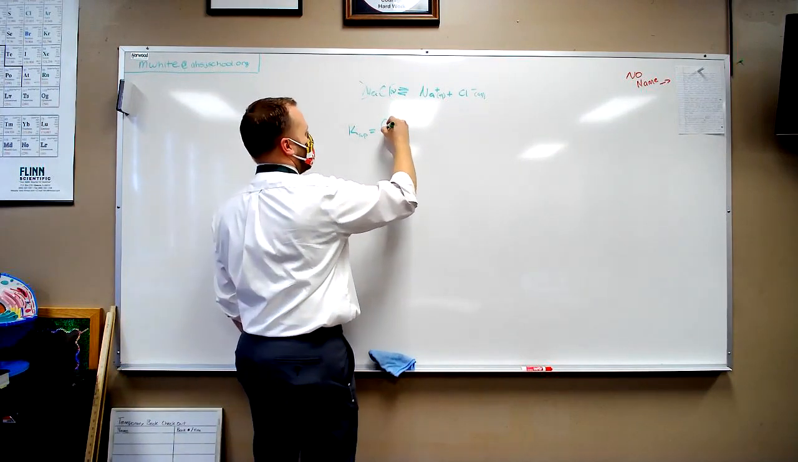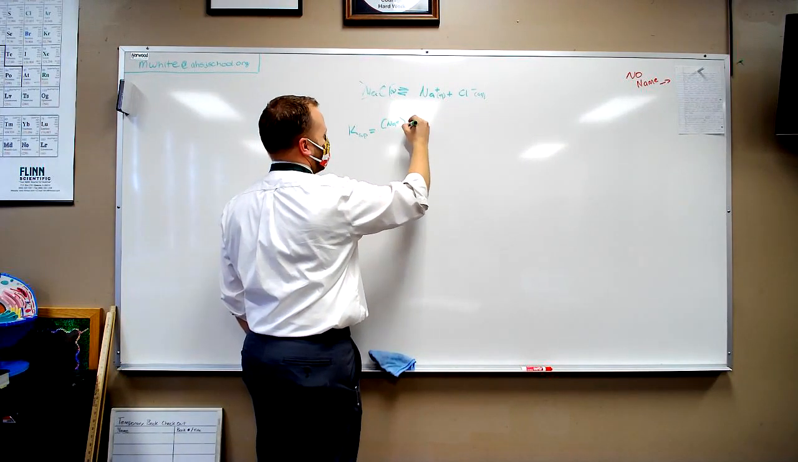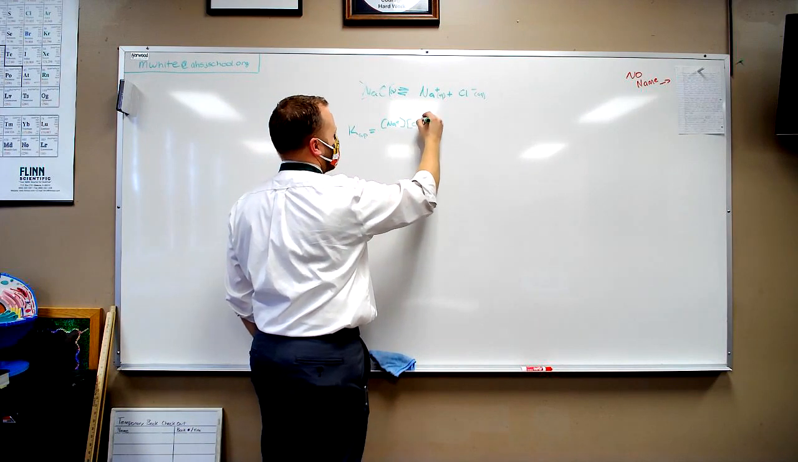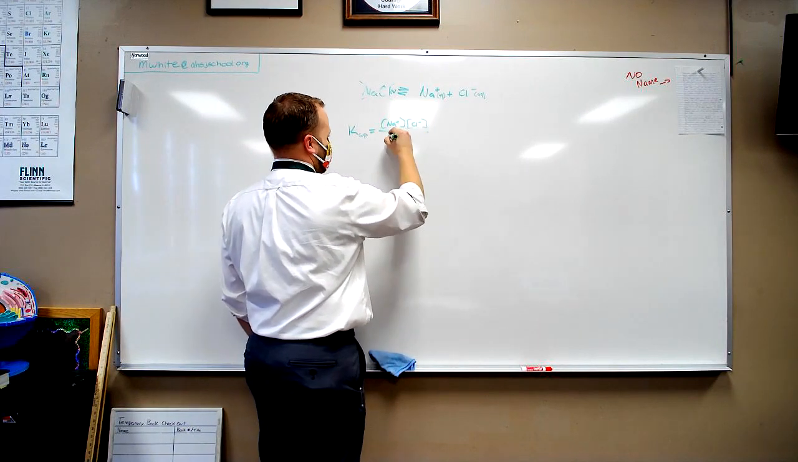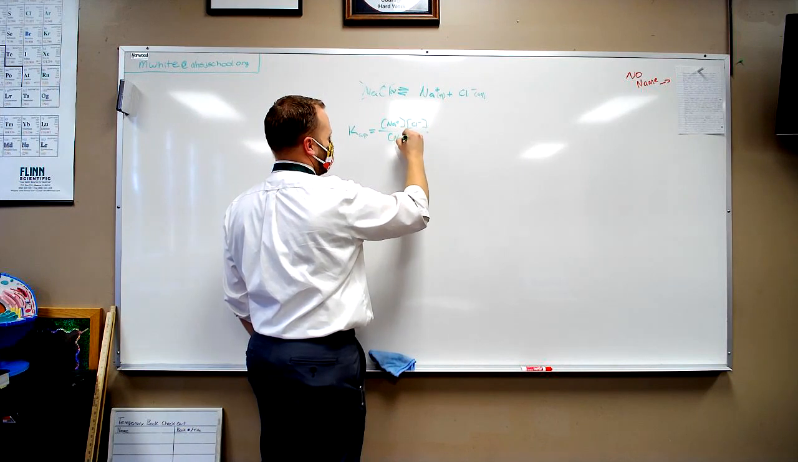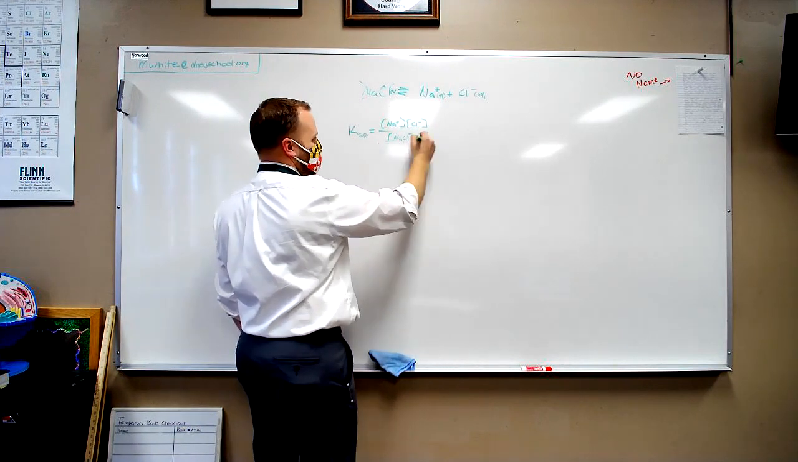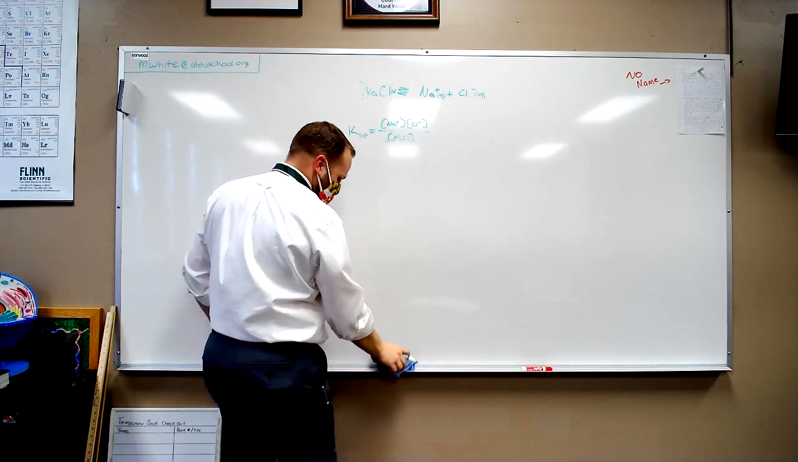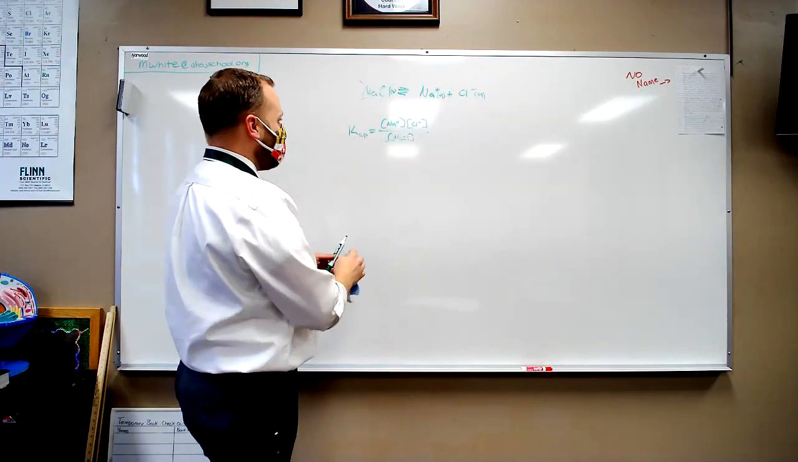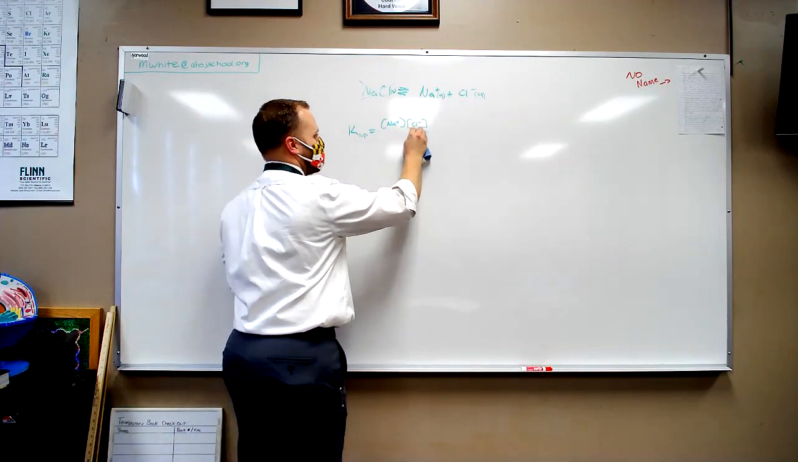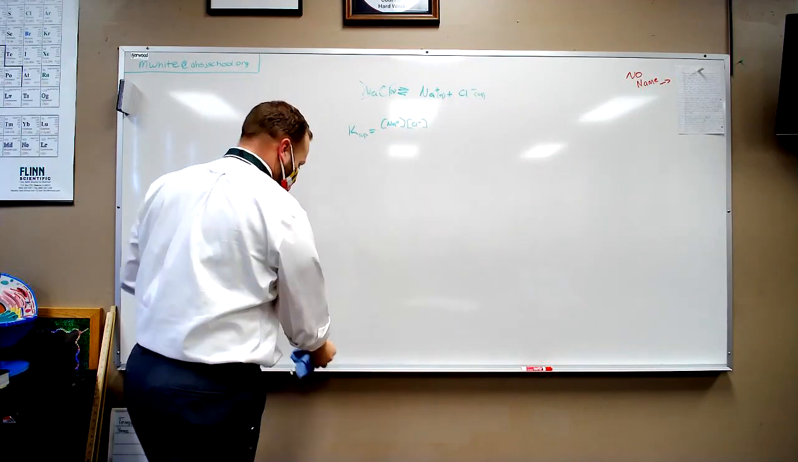Okay, so we would do the concentration of the sodium ions times the concentration of the chloride ions. And of course, if we have that right there, because it is heterogeneous, like we said, we take it out. So that is our KSP.